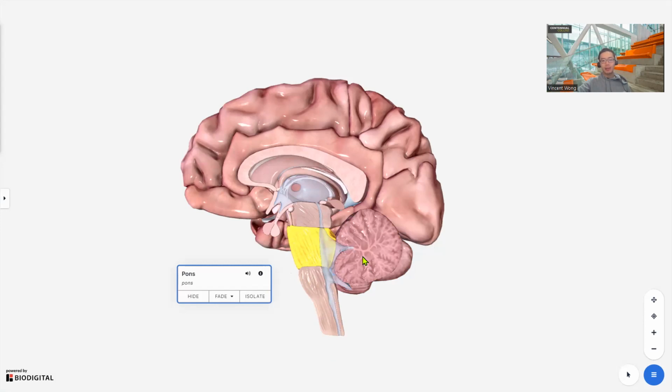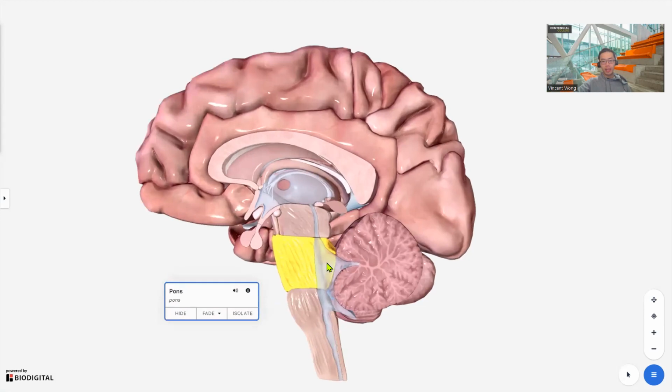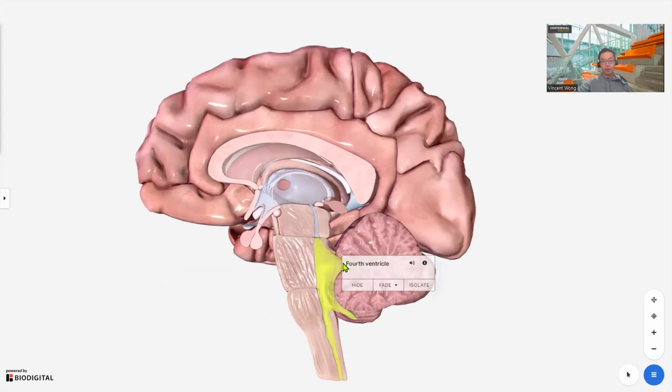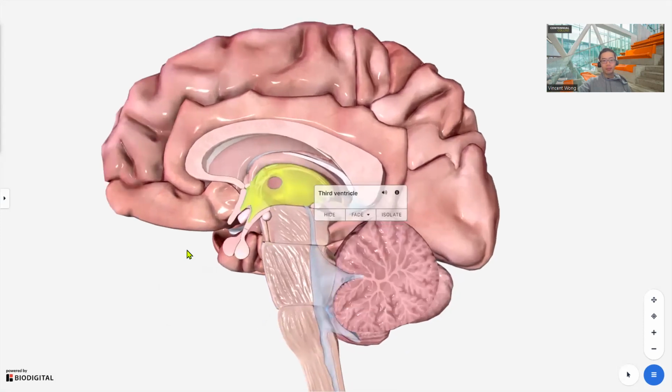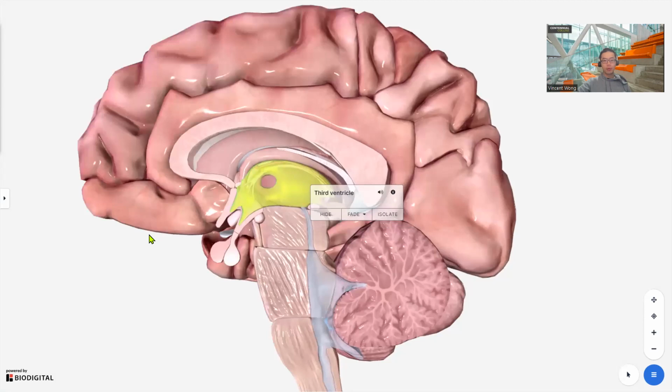Between the pons and the cerebellum, you should recognize that there is the 4th ventricle right here, and it will continue to drain down to the central canal. There is a cerebral aqueduct, and on top of that, you will have the 3rd ventricle. Okay? Of course, the 3rd ventricle is in the midline.